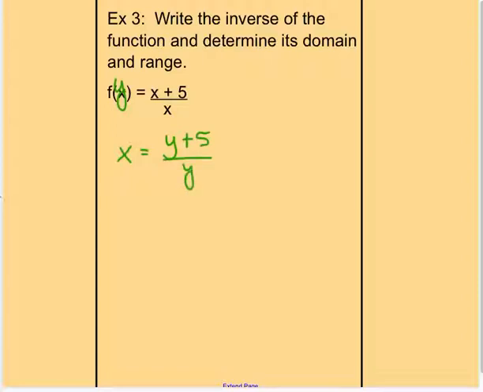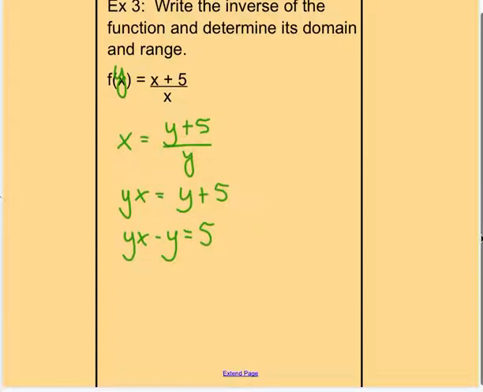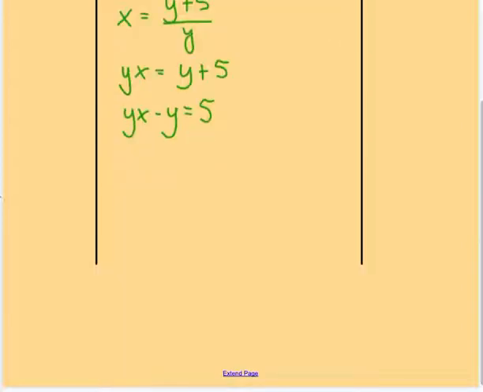All right, so to solve this, I'm going to multiply both sides by y to get the y out of the denominator. And then in this case, because when I subtract y, which I'm going to do to get both my y's on the same side, they're not like terms. So I'm going to start with yx minus y equals 5.